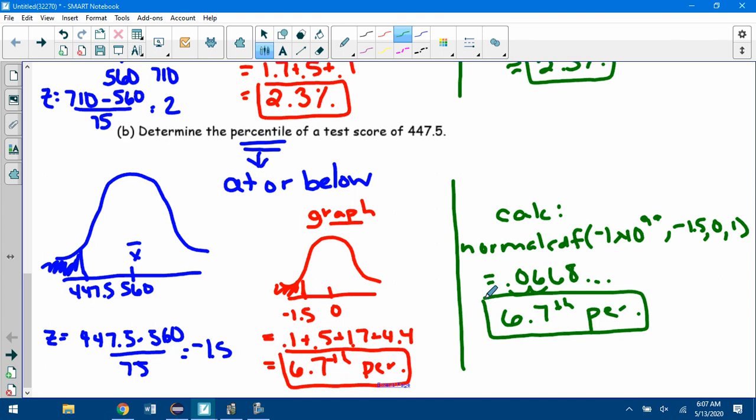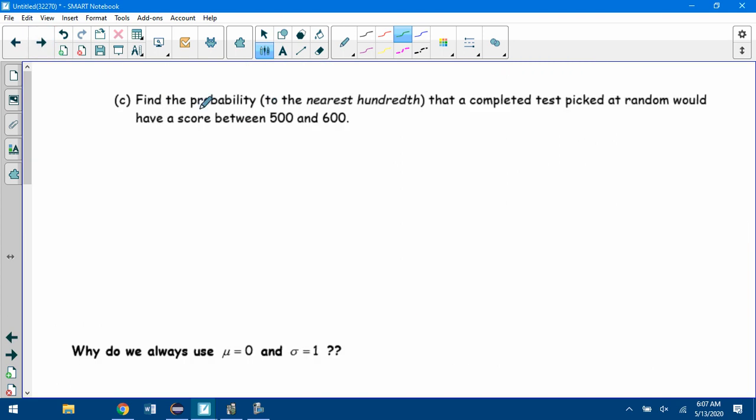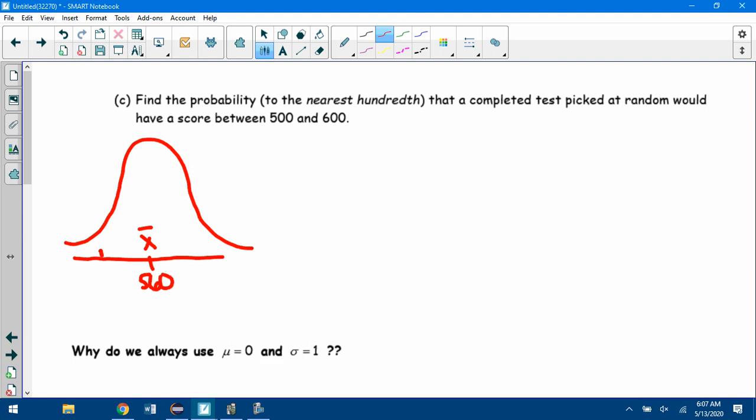Okay, so I hope that clears up what the calculator is doing. Now with those, I could use the graph or the calculator because my z-score came out to be a number that was on the graph. If you turn to the next page, last part of this question, find the probability to the nearest hundredth that a completed test picked at random would have a score between 500 and 600. Would start the same way. So the mean was 560. So this is still the same setup. So I want between 500 and 600. Means I want from here to here. There's my lower and upper.